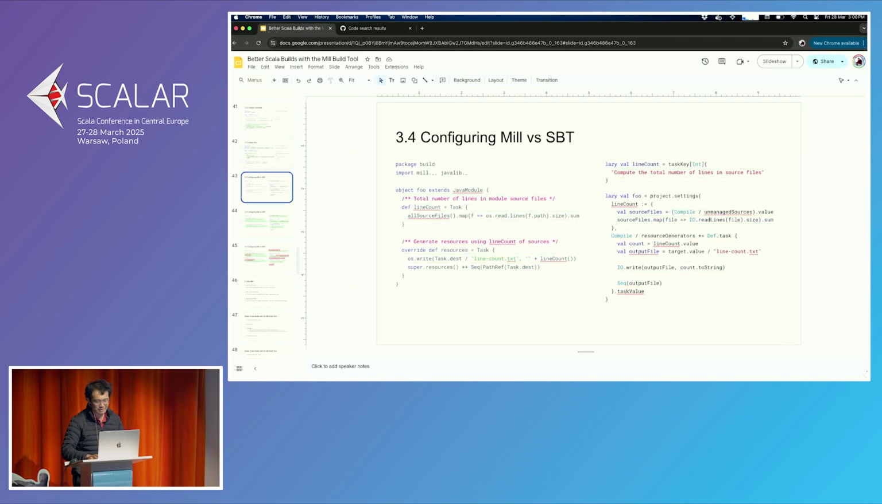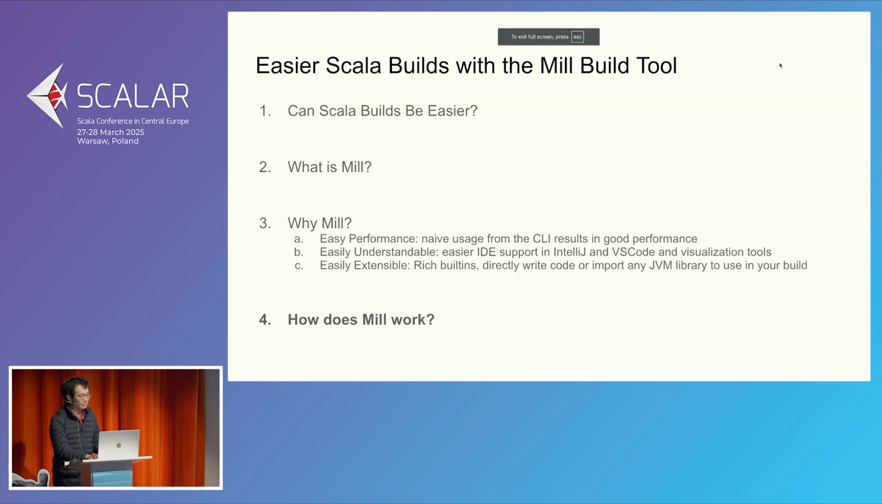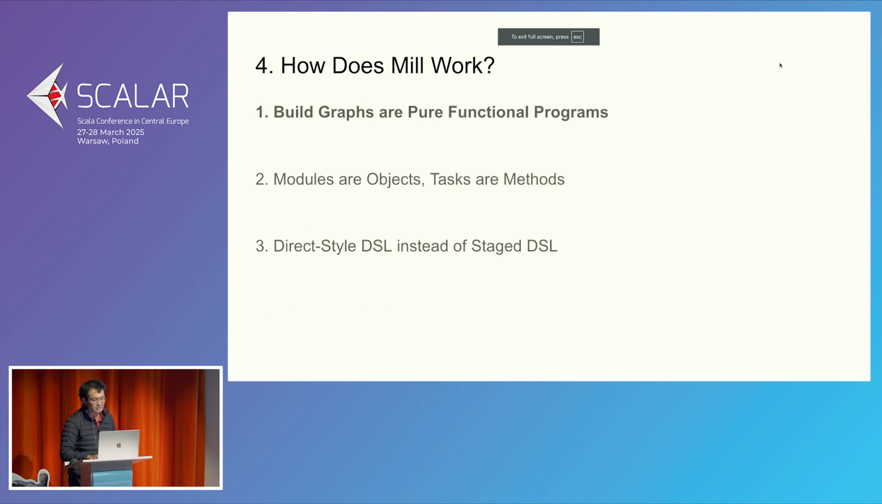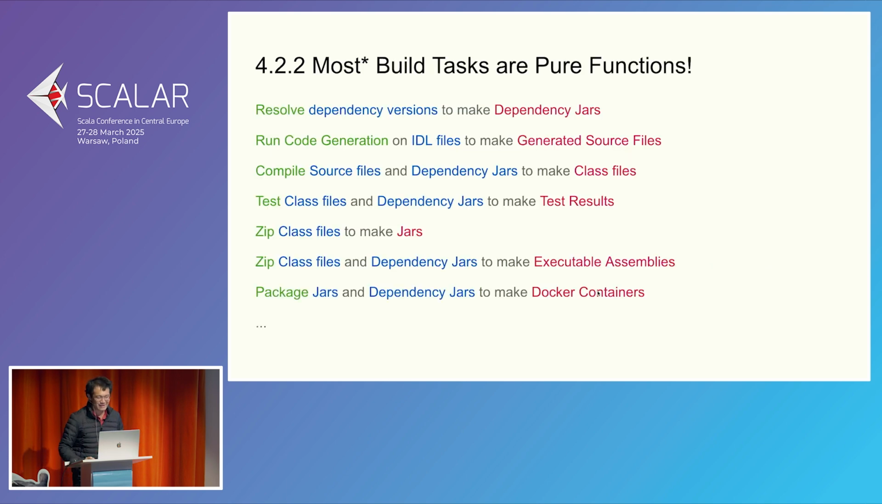So I'm going to skip this part. So I guess the last part we're going to talk about is how does Mill work, or how does Mill provide this? So there are a few ideas here. One is that build graphs are pure functional programs. Every build step is do thing to input to make output. In Mill, it's spelled def output equals task do thing input 1, input 2, but it's the same idea. It's a pure function. You call it on input to provide the output.